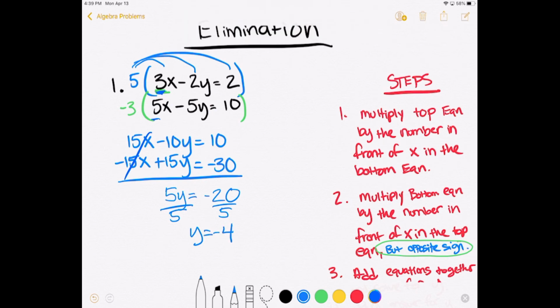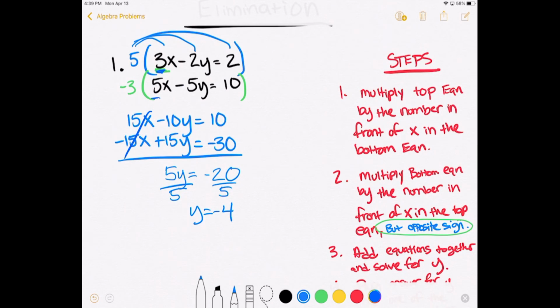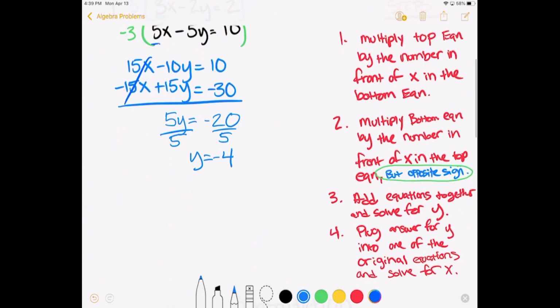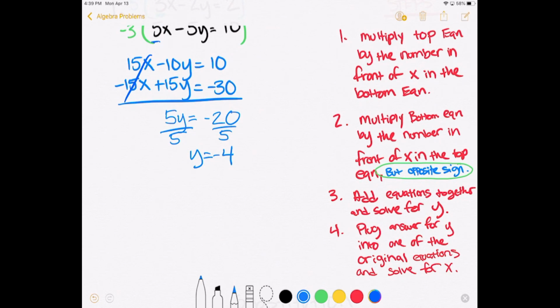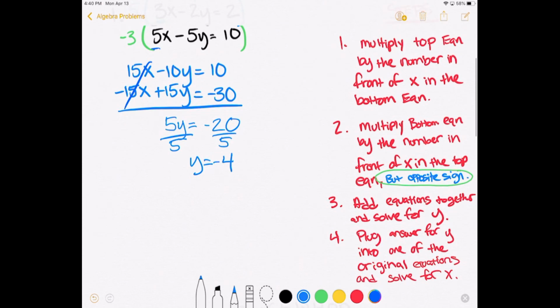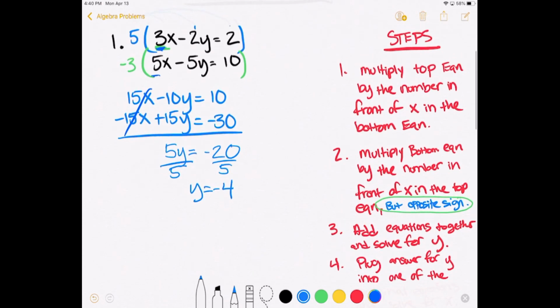I need to take that answer. We're past step 3 now. We've already solved for y. I need to plug my answer back in into one of the original equations. So it doesn't matter which one. I can pick this one or this one. I'm going to pick the bottom one because the numbers are smaller.